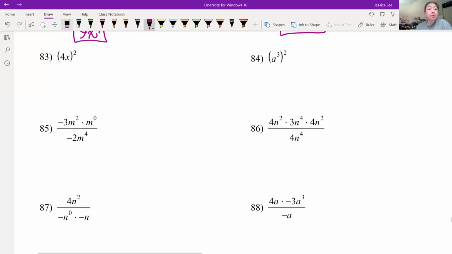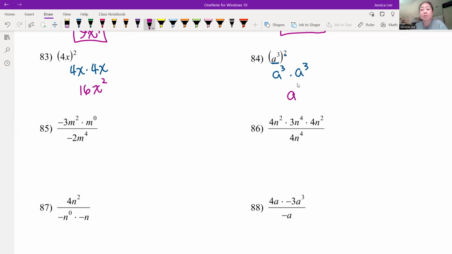Okay, again, we got this one, same idea. We have 4x, and how many times do we have that? We have that 2 times. All right, so we have 4 times 4, which is 16. And we have how many x's? We got 2. You see the shortcut? If not, that's okay. Again, for 84, we got a to the 3rd power squared. So we have a to the 3rd power times a to the 3rd power. So if we were to expand that, how many a's do we have here? We have 3 a's, a times a times a. On the other one, we have another 3, a times a times a. So together we have 6 a's that we're multiplying. This is a to the 6th power.